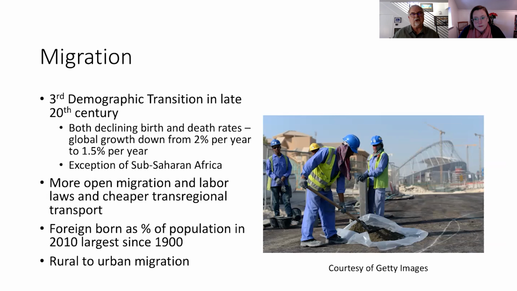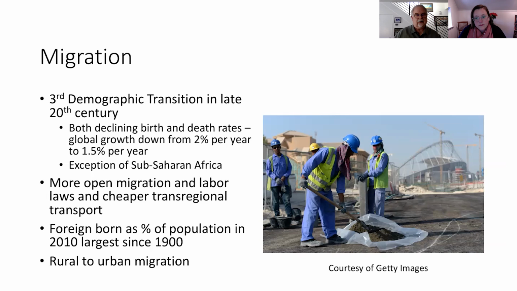An example would be the Immigration Act in 1965 in the United States, where the flow of labor across national boundaries is freer and easier because of cheaper trans-regional transportation. So the number of foreign-born as a percentage of the total population in 2010 is the largest it's ever been in the world since before the First World War. And again, migration is another thing that connects peoples and places, societies, and parts of the world.